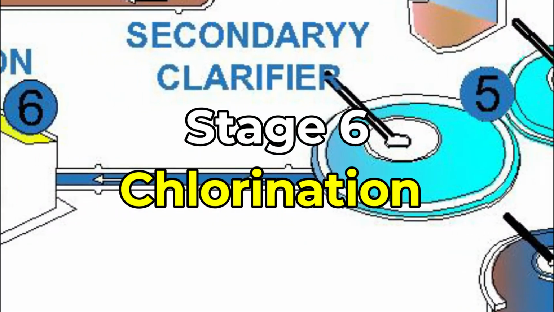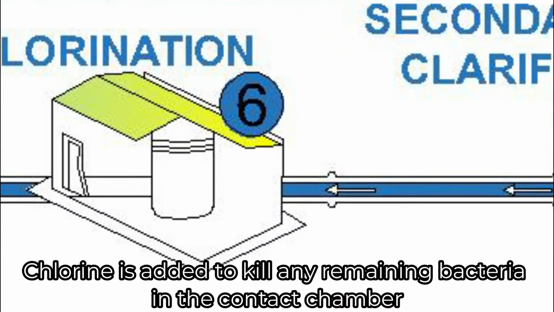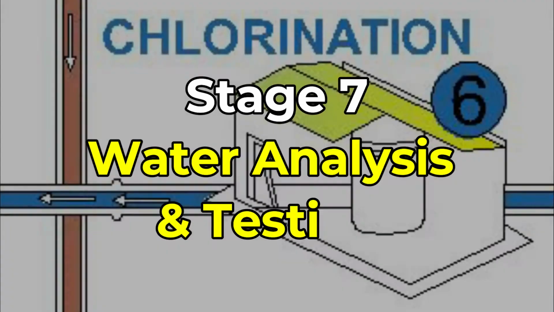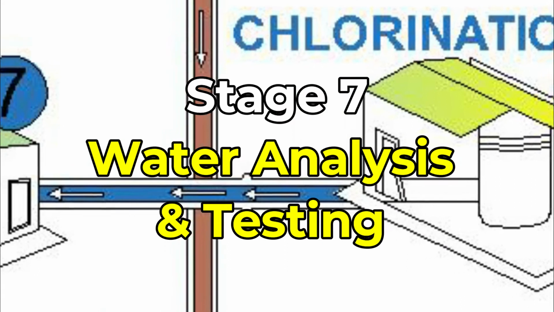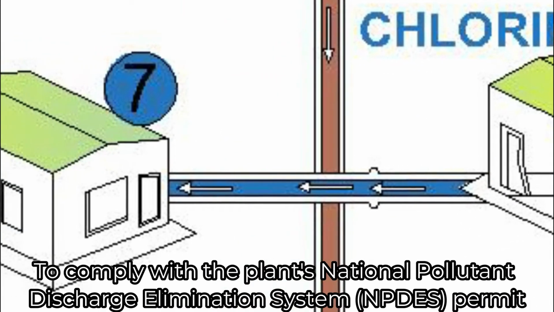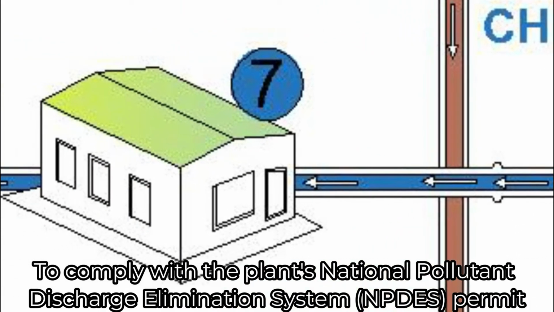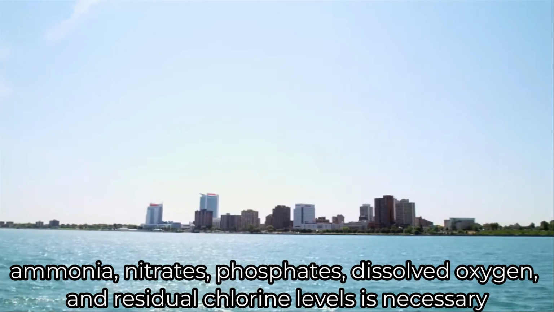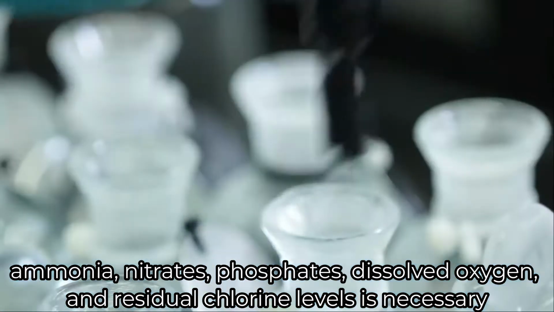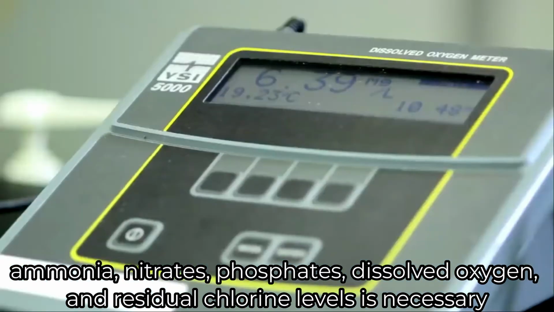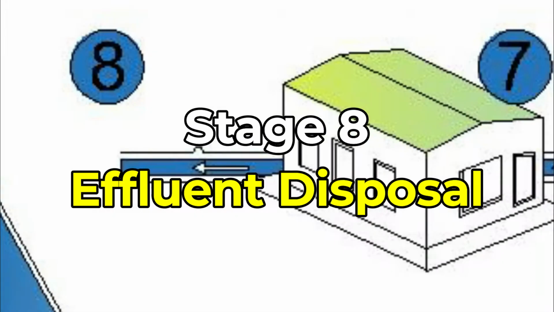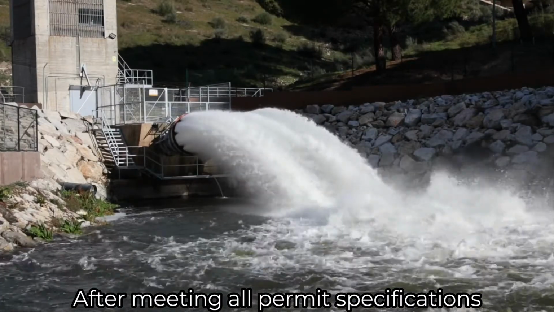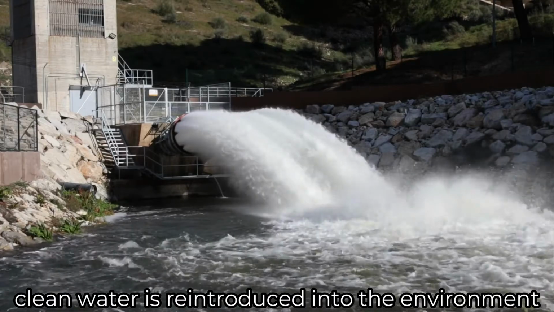Stage 6, chlorination. Chlorine is added to kill any remaining bacteria in the contact chamber. Stage 7, water analysis and testing. To comply with the plant's National Pollutant Discharge Elimination System permit, testing for the proper pH level, ammonia, nitrates, phosphates, dissolved oxygen, and residual chlorine levels is necessary. Stage 8, effluent disposal. After meeting all permit specifications, clean water is reintroduced into the environment.